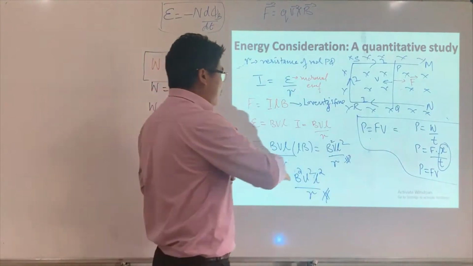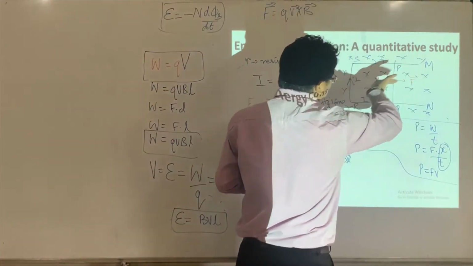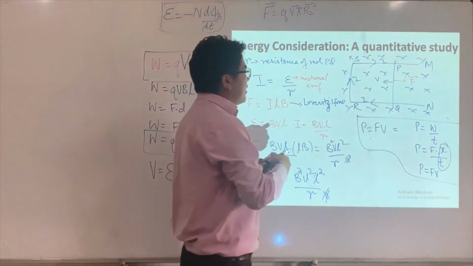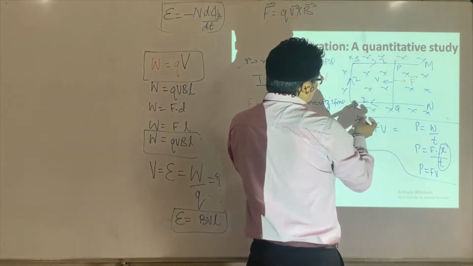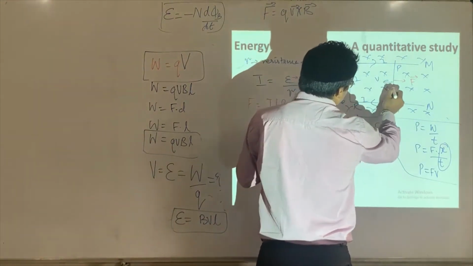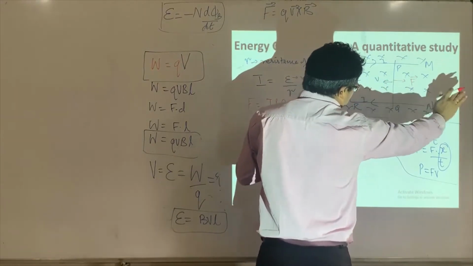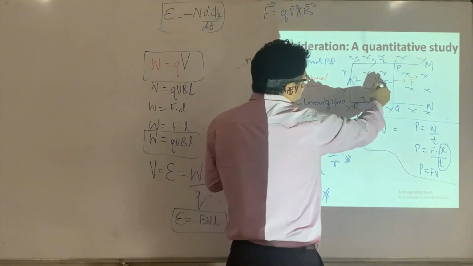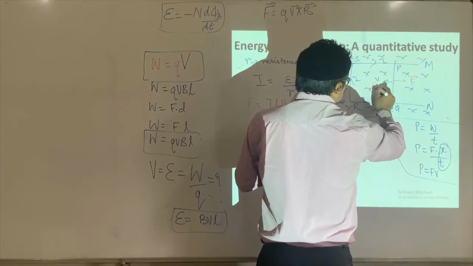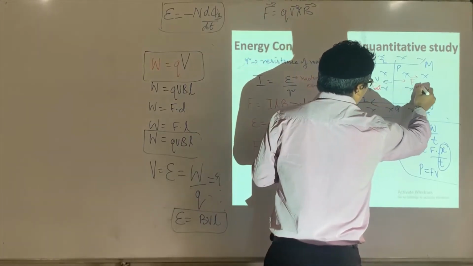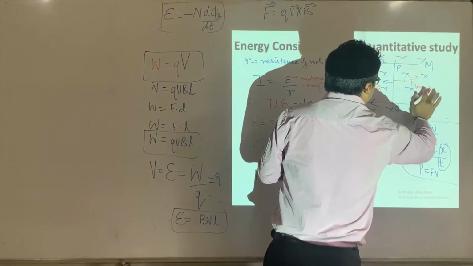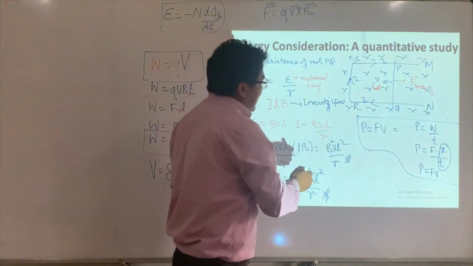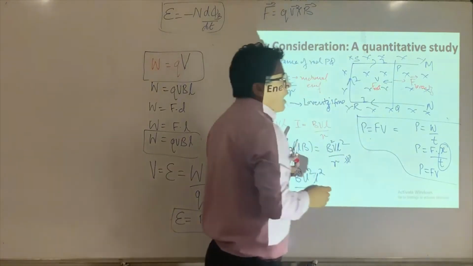So the force has to be in this direction. This is the mechanical, the external force. We are applying the external force in this direction, and there will be a force in the opposite direction. That is the Lorentz force, and these two forces are equal and opposite. That is why the rod is moving with constant velocity.